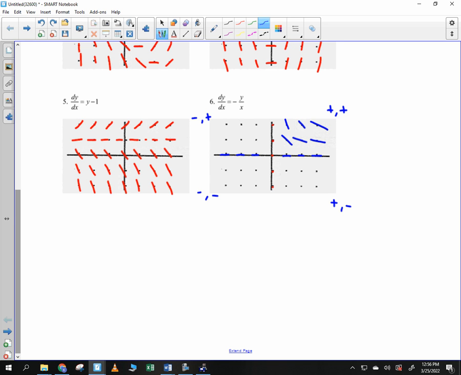So 1/1 is going to be 1. 2/1 is going to be 2. 2/2 is going to be 1. It's going to be 1/2, 1/3, 2/3, whatever. Do you get the general idea? Okay, so I think you've seen enough introduction to slope fields. So this would be on the test.